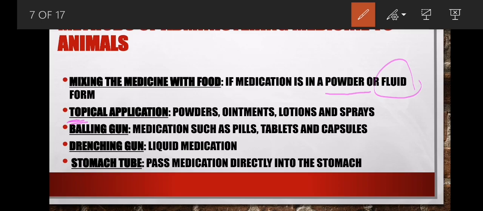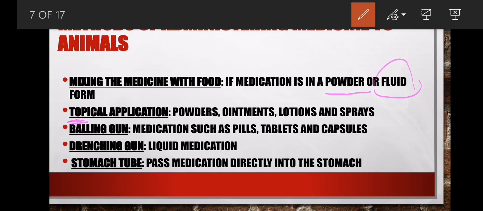So it could be on top of the skin, whereby you will take the lotion and apply it where the animal is sore. Maybe the animal is affected by external parasites. You can just come and apply it where it is sore. Maybe it has a certain wound, you come and apply on top of the skin. So it could be used to treat wounds or some of the external parasites. So we say that one, it's what? It's topical application. You treat whatever is on the skin using topical application. Take note of the type of medication that is used there. It could be the powder, ointment, lotion, or spray. I hope you get that one.